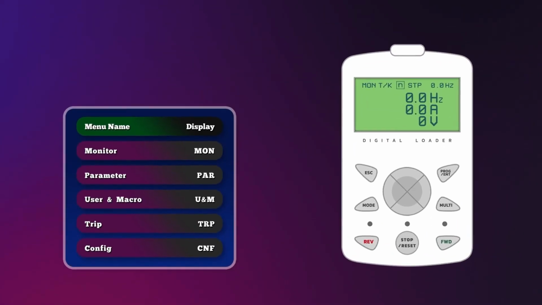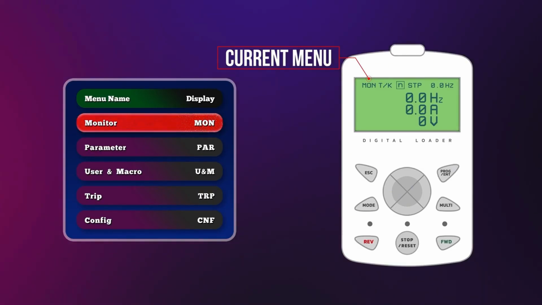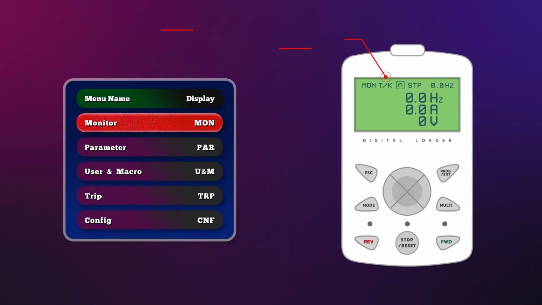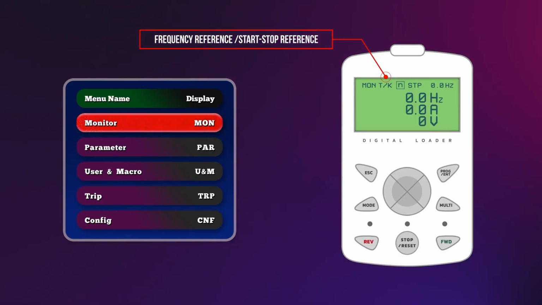The first menu of the inverter is the monitor menu. As soon as you power up the inverter, this menu is displayed for you. For example, in this section, this menu shows which parameter menu you are currently in. Here, the word mode is written, which means you are in the monitor menu. The next section here shows you from which point your start-stop location and your frequency setting are being controlled. For example, the left side of the backslash shows that your start-stop location is set to the terminal, and the right side of the backslash shows that your frequency setting is on the keypad.